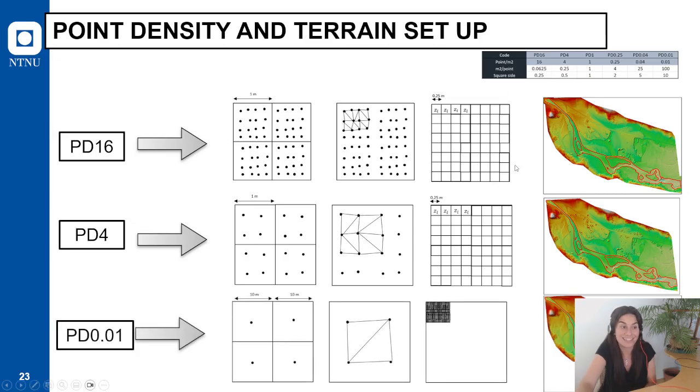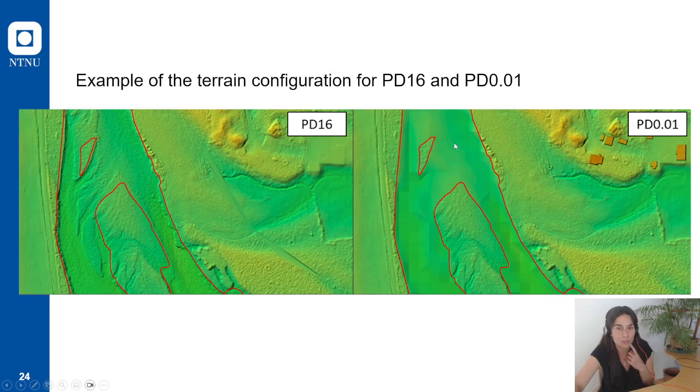And this is important because at the end all the data sets have the same raster resolution, 0.25. And we have interpolated between the point cloud and the final raster as much as we could. You can see an example for PD16 and PD0.01, and you can see that we only change the bathymetry, the riverbed, while the floodplains remain the same. You can see here a very dense cloud, you can see here the cursor. Remember, because I will use them again, PD16 is the finest dataset, 16 points per square meter. PD0.01 is 1 point every 10 meters.